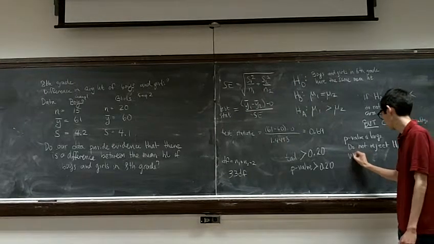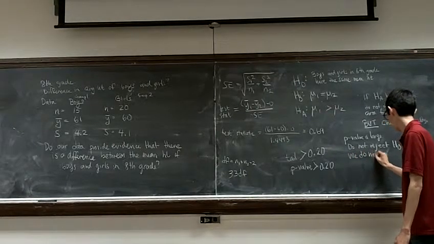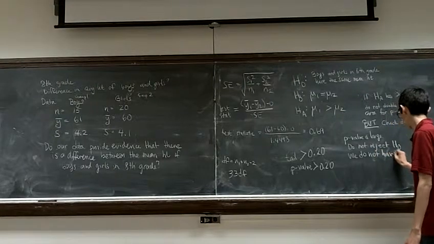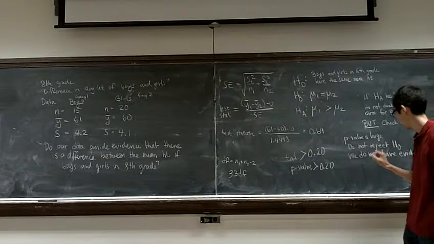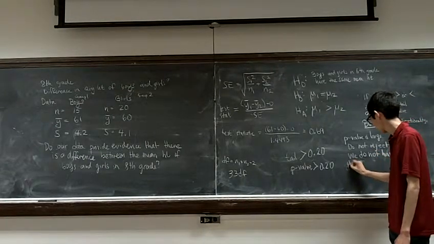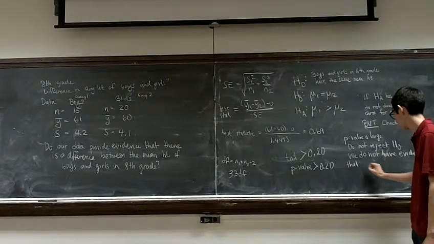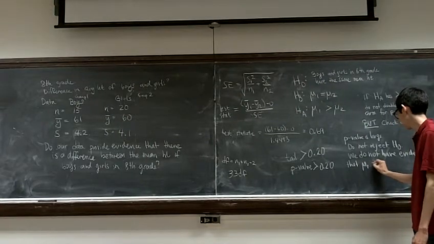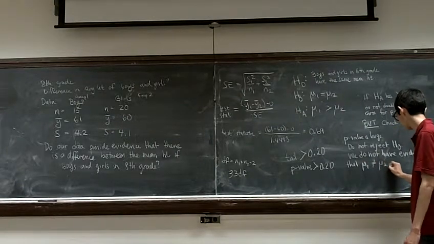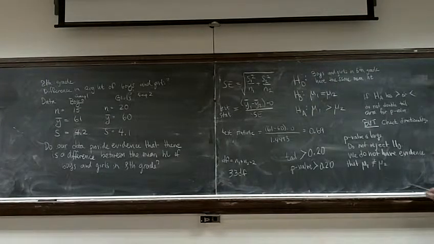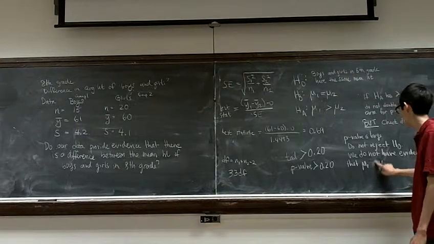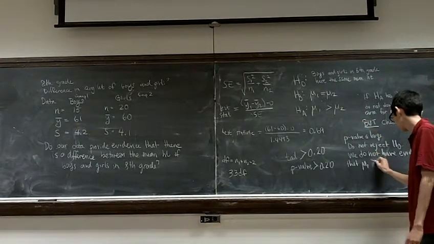We do not have evidence that mu1 doesn't equal mu2. Okay, or we do not have evidence against the null hypothesis. Or we do not have evidence that mu1, I should say, is greater than mu2.